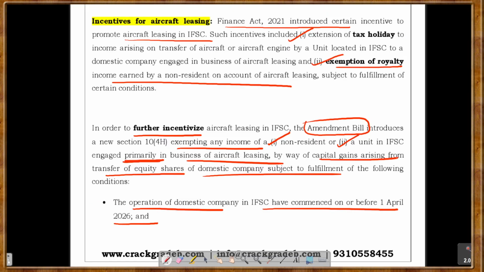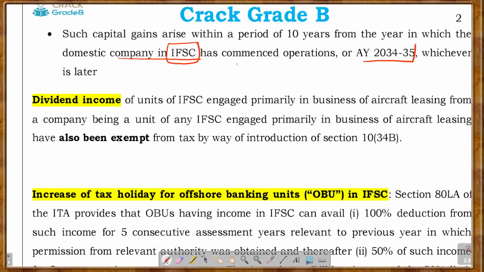So within these two particular periods, that means first of all, you should have started your operations before 1st April 2026, and these capital gains should have arisen to you within 10 years from the date in which the domestic company has been formulated. Suppose now one company has been formulated on 1st April 2025. Great. So it has been formulated before 2026. Now the 10 years will complete on the 31st March 2034. 10 years will complete over here.